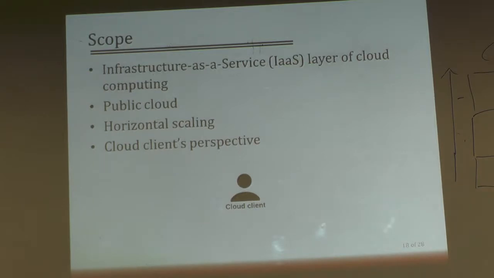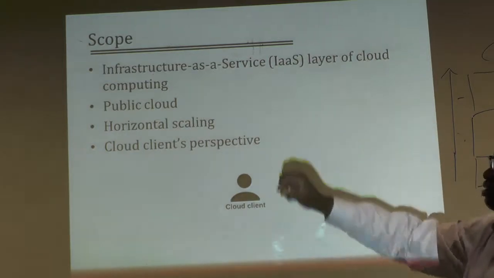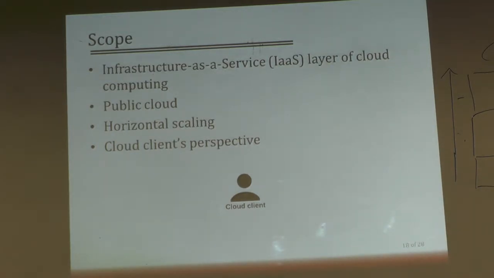So, what is our scope? We limited ourselves to infrastructure as a service. As I said, it gives you a number of controls. You can do a lot of things at that level. Once you move up, you lose control. We've done something at this level, which I will not go to today. Now, we limit ourselves to cloud, public cloud. That's where a lot of resources are shared. In private cloud, the sharing is not as complex as public.